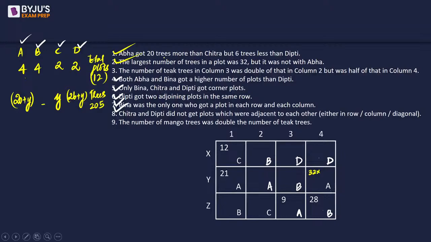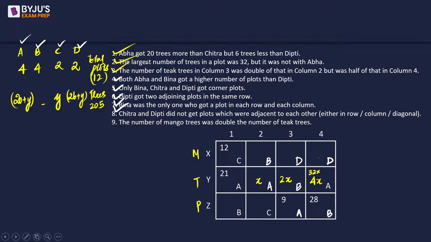The number of teak trees in column 3. It is mango, teak and pine. So it says the number of teak trees in column 3 was double that in column 2. So if I say that this is x, this is going to be 2x, but half of that in column 4. So this is going to be 4x. Okay. This part is done.